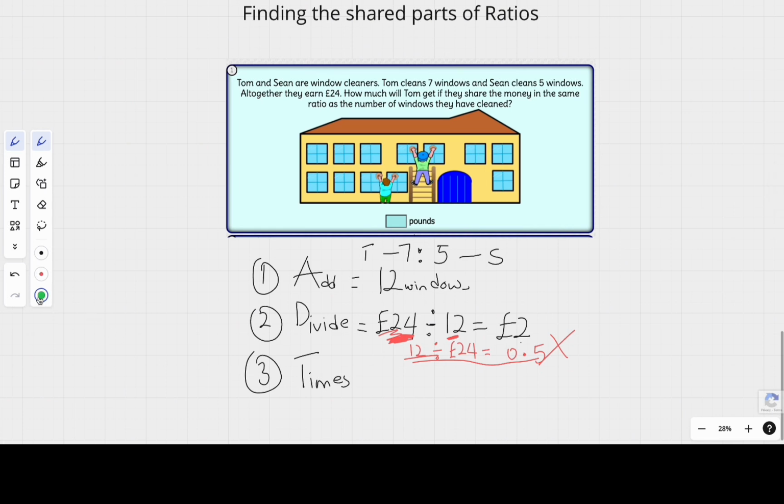And the last step means times. So you times whatever one part is by each of the ratio, or the number of windows each person cleaned. So £2, since every window you clean is £2, times the number of windows Tom cleaned, and that will give you 14. To get the other share, you can simply take £14 from the total amount, or you can multiply the same amount by this next ratio, which is 5, and that will give you 10. And once you have this, if you add these two, it gives you back the total amount. So this is how we find parts of ratios.